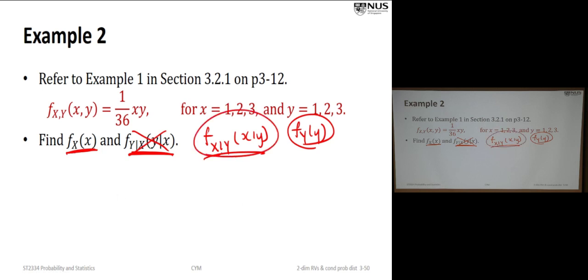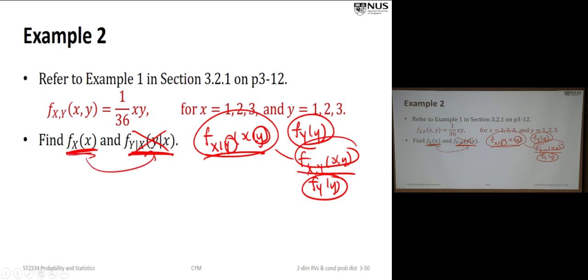In order to compute this one, you need to know 2 things. What are the 2 things? You need to know the joint PDF, and you need to divide it by the marginal of y. The marginal of y. So you need these 2. All right? So just be aware of that. So this one will help you to find this. In other words, I can simply ask you to find this, then you still have to find this one.